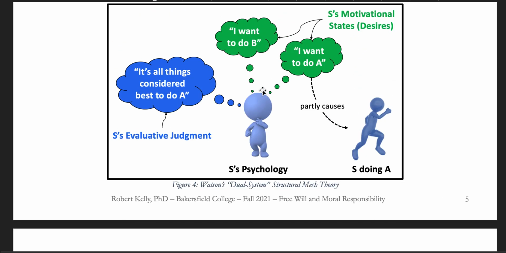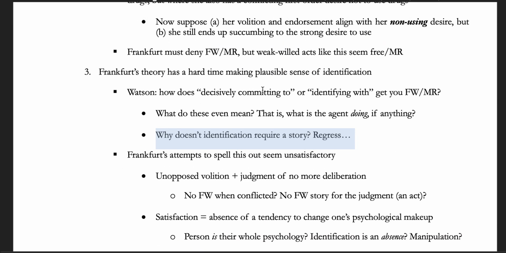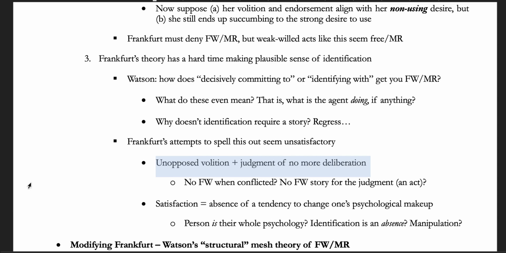The point is, why don't you get a regress? Why can't we ask of your identification whether that was free? Did you freely endorse? It seems like you could manipulate someone into endorsing, and so why do we just stop at the first sort of second order desire? That seems like a valid question. And Frankfurt's attempts to answer this seem unsatisfactory.